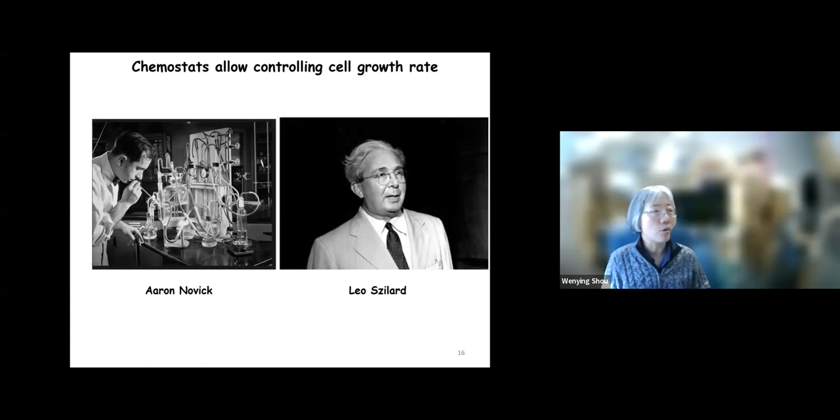But then we thought, to do the experiments properly, we would need chemostats. So what are chemostats? This was invented by a physicist called Leo Szilard, and then microbiologists used it to do experiments. I would say that for the entire talk, if you just understand the chemostat, you've got your hour's worth of money already. So just understand this part of the talk.